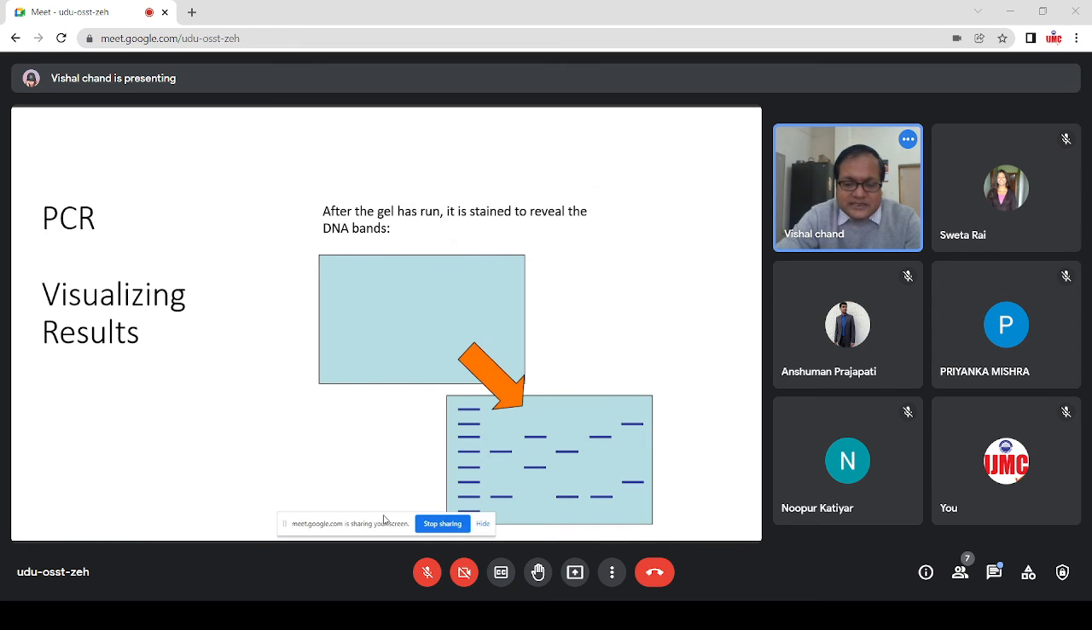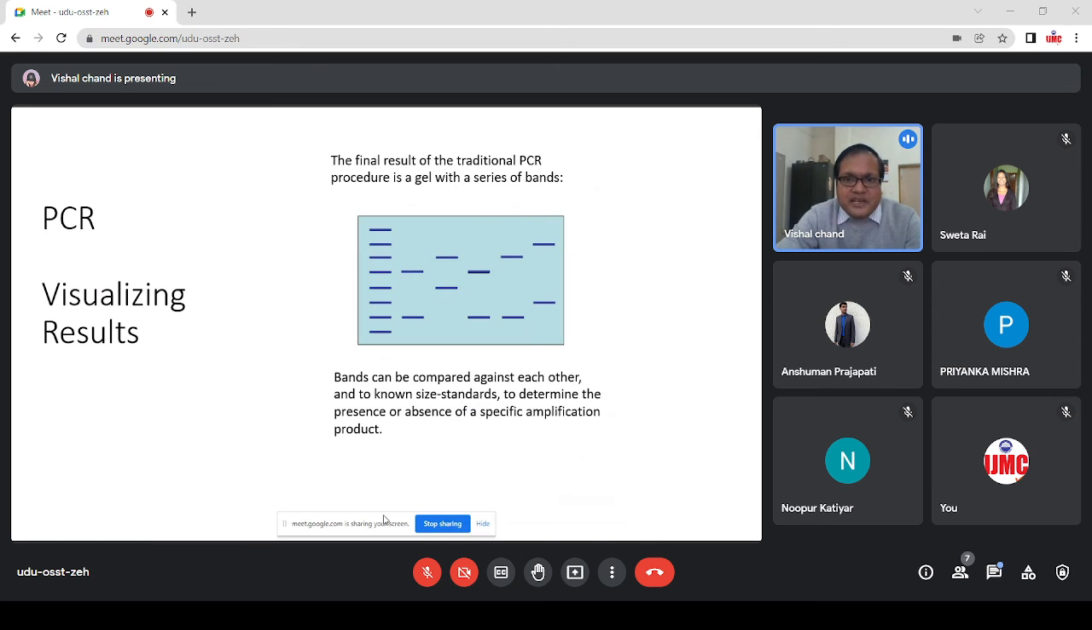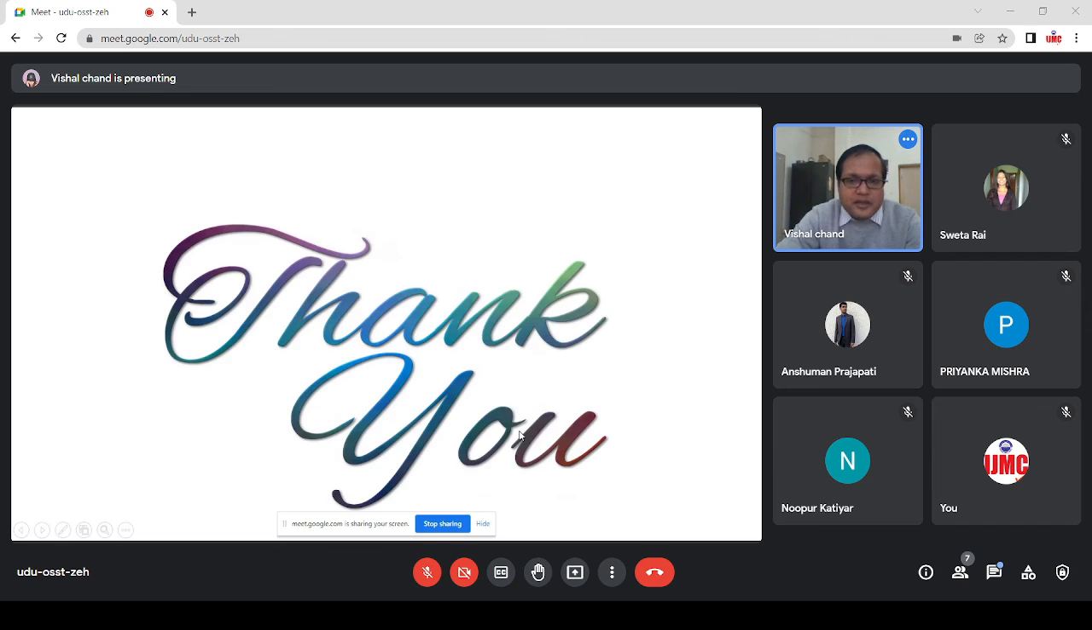The bands are separated. The final result of the traditional PCR procedure is a gel with a series of bands. Here we add a marker, and the rest you can see are the bands. The marker gives the size of the bands. Whatever the sizes are, they can only be predicted with the help of this marker. So bands can be compared against each other with the known size standard to determine the presence or absence of a specific amplification product. So that's all about the complete lecture.